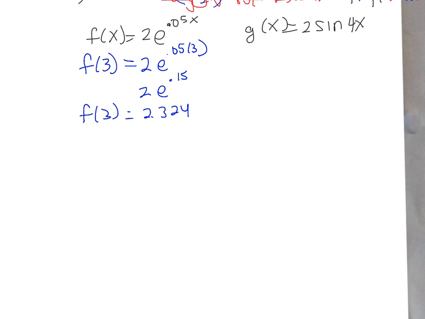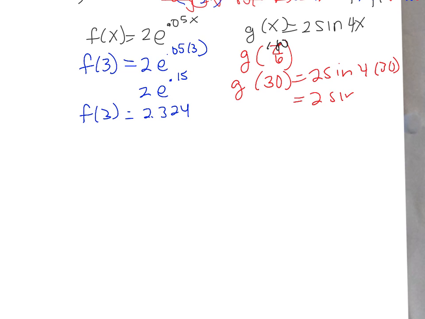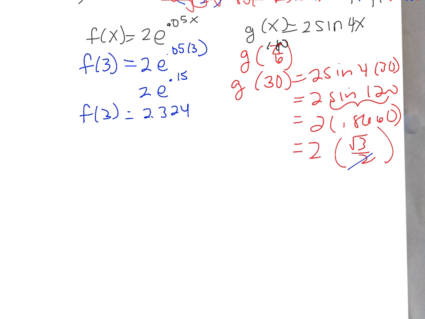All right, and B, we're looking for g of pi over 6. So that's radian measure. We want to put that into degrees. So remember, pi is 180 degrees. So that's g of 30 equals 2 sine 4 times 30. So this is 2 sine of 120. So you're going to plug sine 120 in your calculator, and you get 0.8660. You have to know that conversion. So that's 2 times the square root of 3 over 2. The 2 and 2 reduce, so I'm left with the square root of 3.